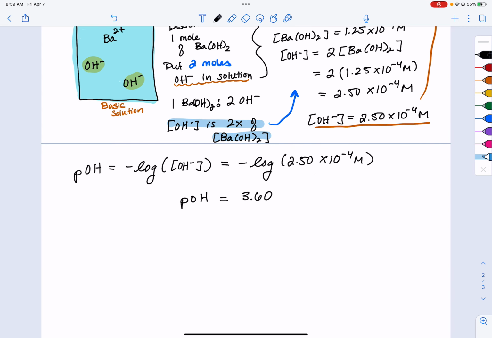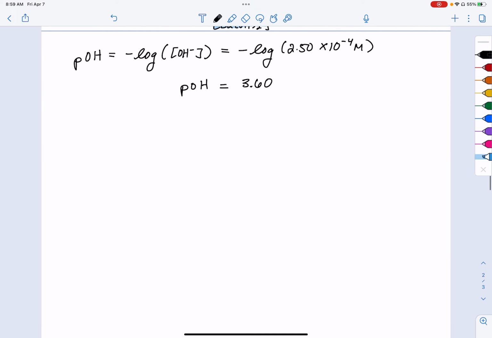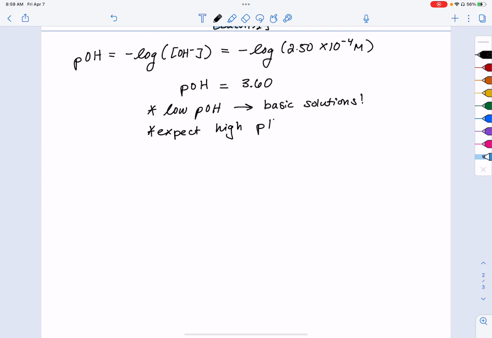Now let's make sure that we have done something right here. So remember, low pOHs imply that we have basic solutions. It's the opposite of the pH scale. So we would then expect a high pH.